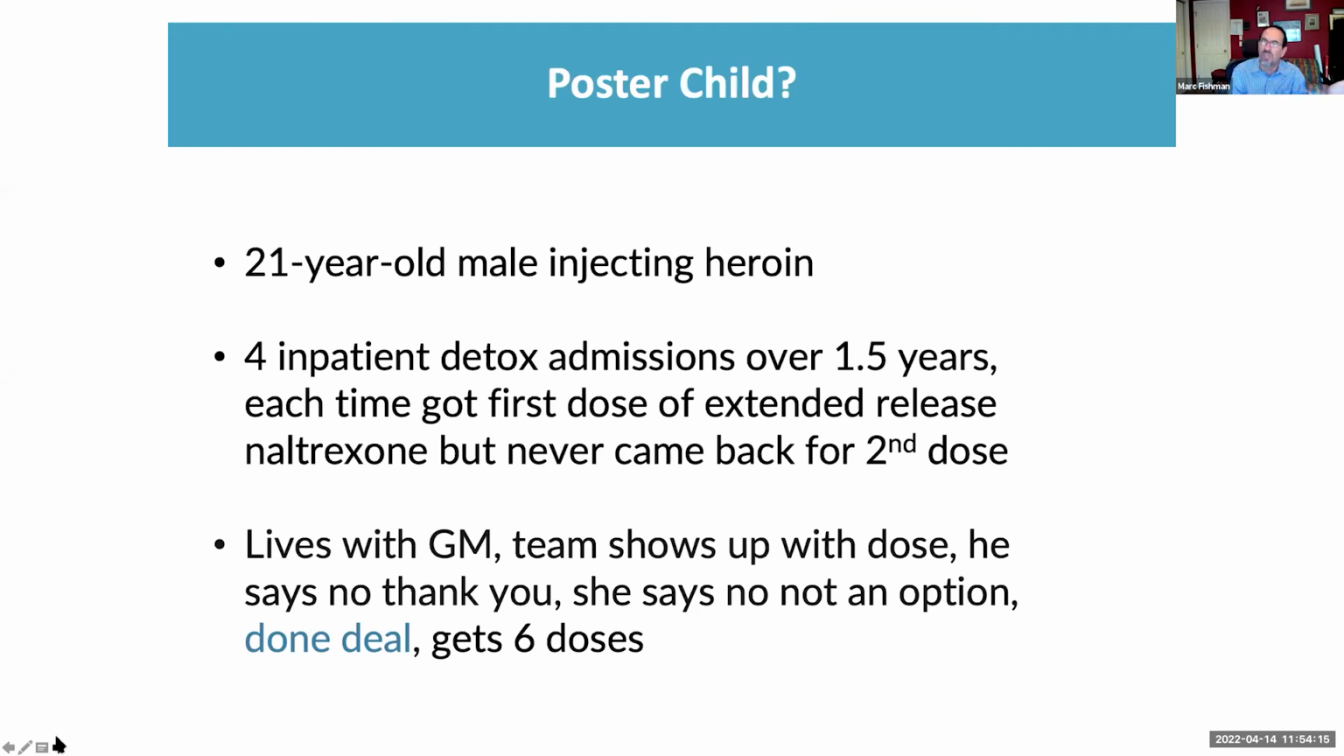And this could have been extended release naltrexone, this could have been buprenorphine, whatever. You're saying this is what you should be doing in an ongoing, enduring, continuing care way, but he doesn't do it. And so in this YOURS intervention, we hook up with grandma. He lives with grandma. She's the adult caregiver. We come out a month after discharge with the prescribed dose of the medicine, extended release naltrexone in this case, could have been extended morphine.